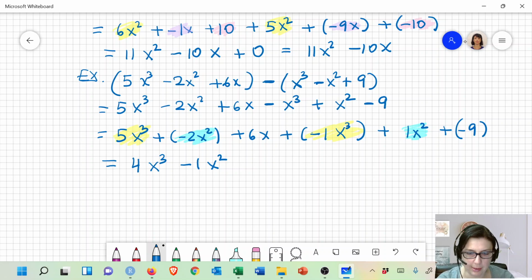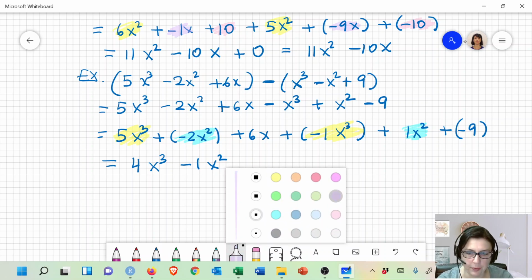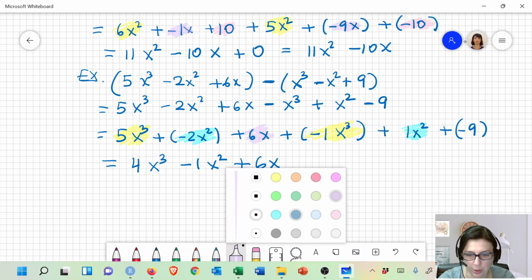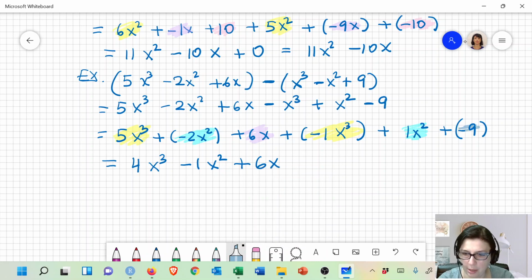Now the 6x is by itself. There is no other term that has an x. So you cannot do anything with that. You're just going to have to rewrite it, plus 6x, okay? Same thing with the minus 9. There is nothing there to do, okay? So this guy right here is by itself. So you can't do anything with that. So I'm just going to rewrite it.